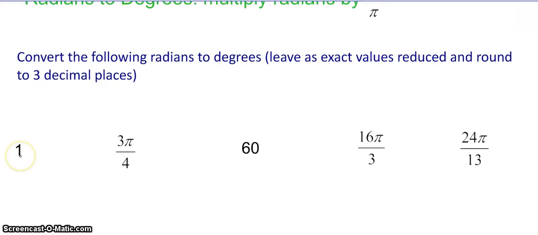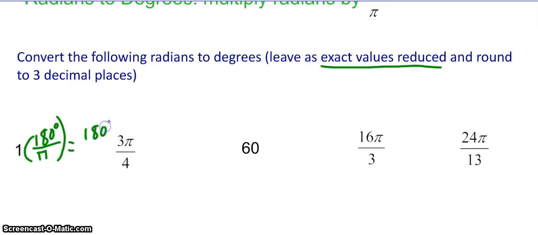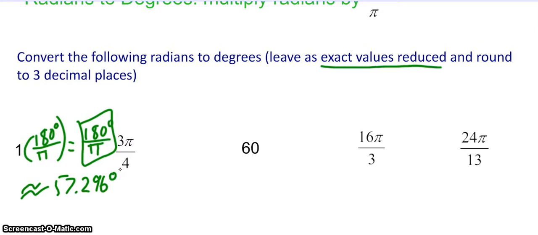So if I have 1 radian and I want to convert that into degrees, we can multiply by 180 degrees over pi, and that is actually our answer if we leave it as exact values reduced, so 180 degrees over pi. We can type that into our calculator, and this is where we can see exactly that, or not exactly because it's still going to be rounded. This is 57.296 degrees. Alright, I want you to try and do the rest on your own.